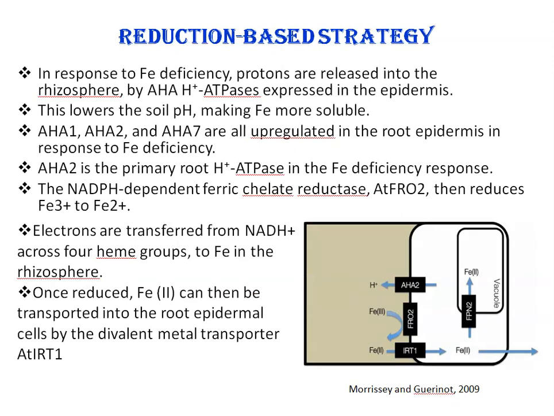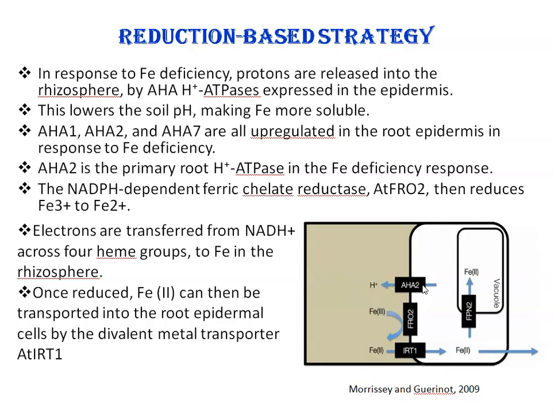In response to iron deficiency, protons are released into the rhizosphere by AHA proton ATPase expressed in the epidermis. This lowers the soil pH, making iron more soluble. When protons are released into the rhizosphere, this lowers the soil pH, making iron more soluble. Then just look at this diagram. AHA1, AHA2 and AHA7 are all upregulated in the root epidermis in response to iron deficiency.